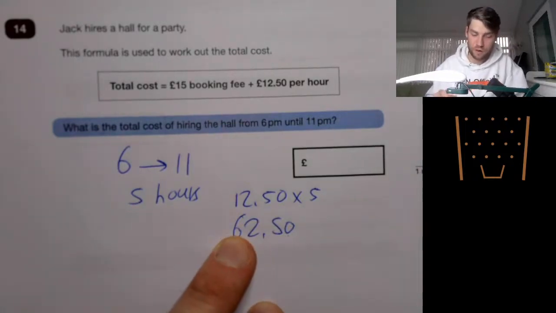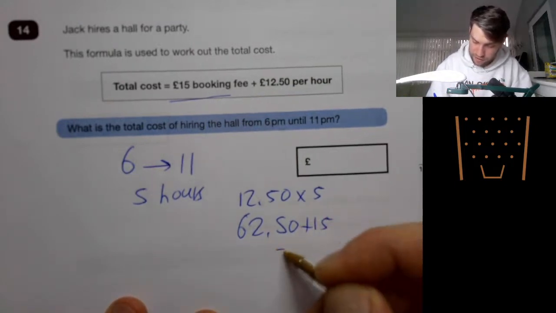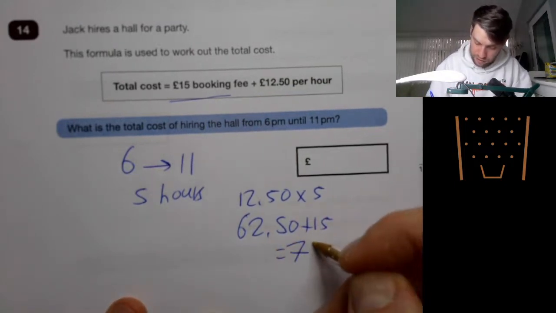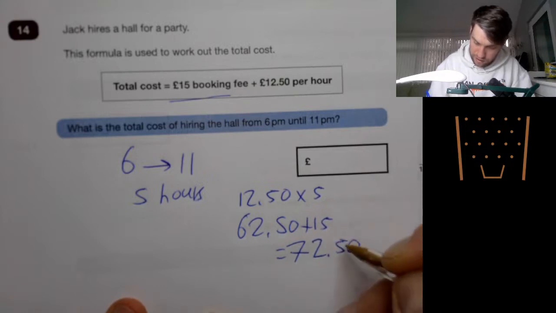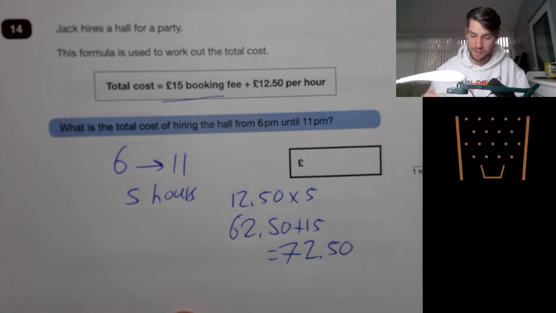Right, and then we've got our price here. Now we're going to add on our booking fee. Okay, really important. So that's add on our booking fee. So that equals £72.50.